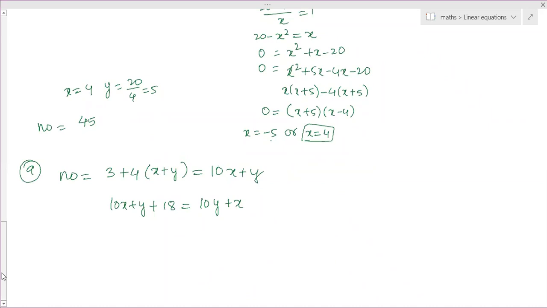Oh, what is that one? Two numbers are in the ratio 5:6. That is x by y is equal to 5 by 6. 8 is subtracted from each number. X minus 8, y minus 8. The ratio will become 4 by 5. That's it. Cross multiply and find the answer. Use the method of substitution or elimination, anything you can use.